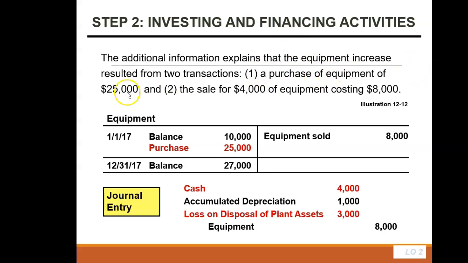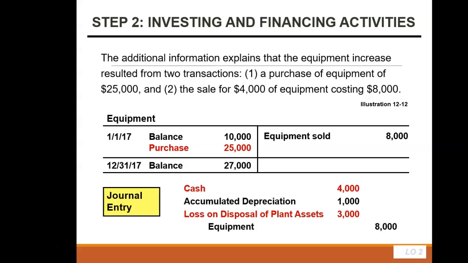So we purchased equipment for $25,000. That's going to be a cash outflow under your investing activity. We sold equipment for $4,000. That's going to be a cash inflow under your investing activities.